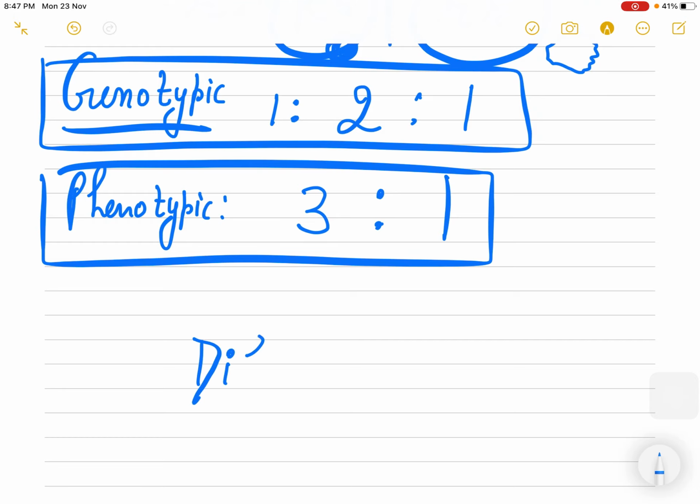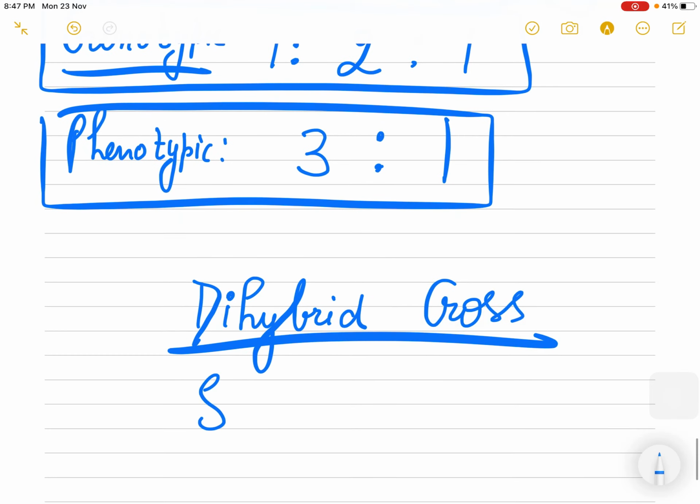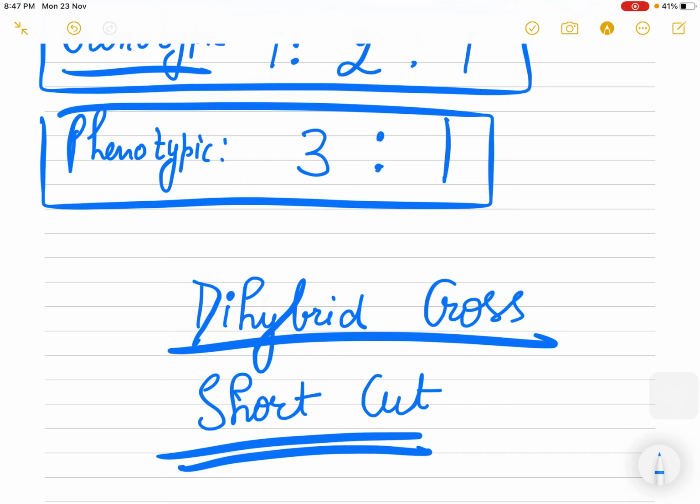Next we will discuss in our next lecture the dihybrid cross, and I will teach you a very quick shortcut to draw the dihybrid cross.